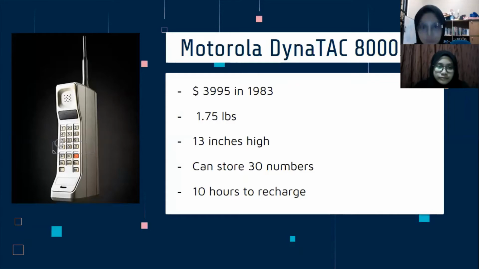Approximately 20 years ago, this bulky giant cell phone was the first cell phone to exist. As you can see, this Motorola DynaTAC 8000X is the first phone to ever exist in our entire world. So these are the features, description, and price of this phone. It used to cost us $3,995 in 1983, which means only people with money can use it. And it weighs 1.75 pounds, is 30 inches high, quite big, and can only store 30 numbers and needs 10 hours to recharge.